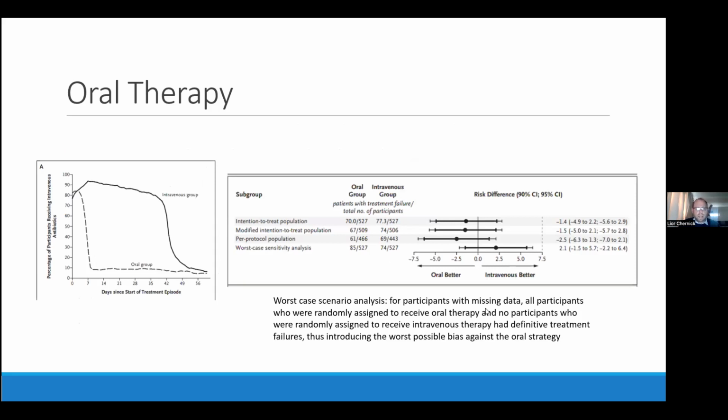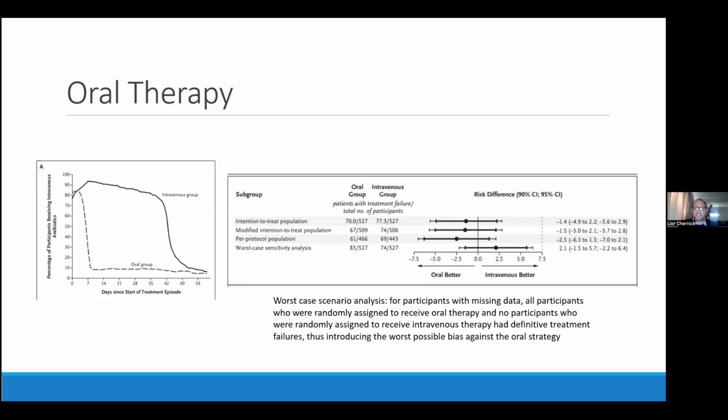On the left-hand side, you can see the randomization for IV versus oral. All the patients essentially get intravenous therapy up to around day 7, and then there's a drop-off to the 2 groups, intravenous and oral. And in some of them, they actually transition as well. In terms of the outcome of non-inferiority, oral therapy was found to be non-inferior to parenteral therapy, and this was across all analyses, whether it was intention to treat or per protocol.